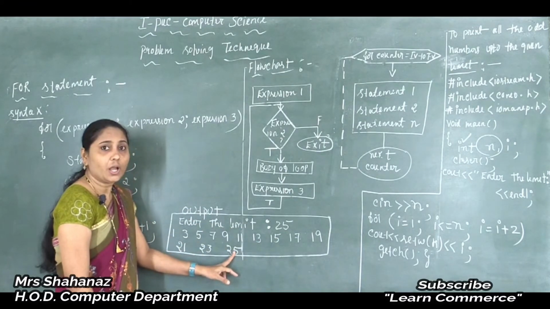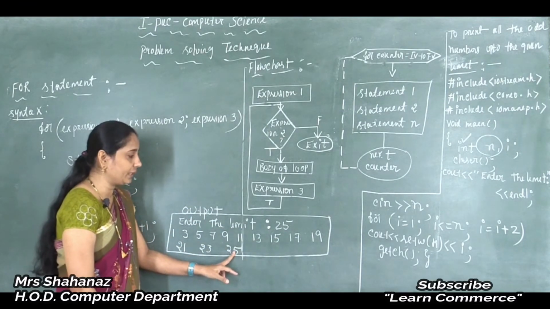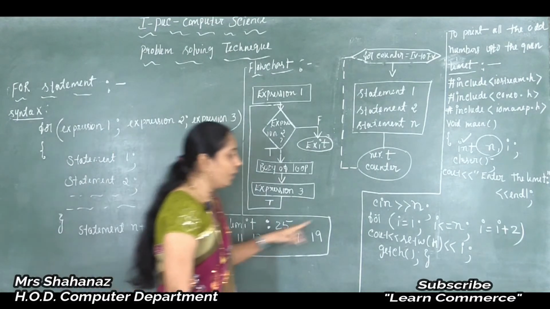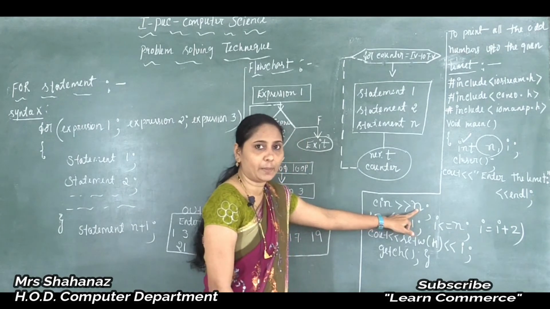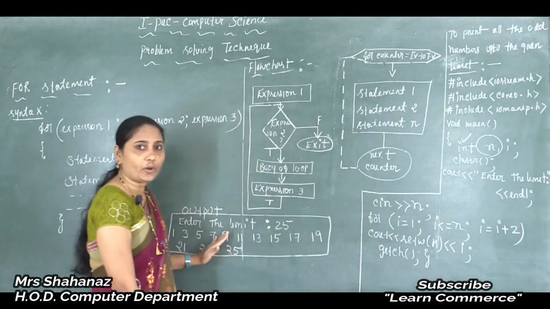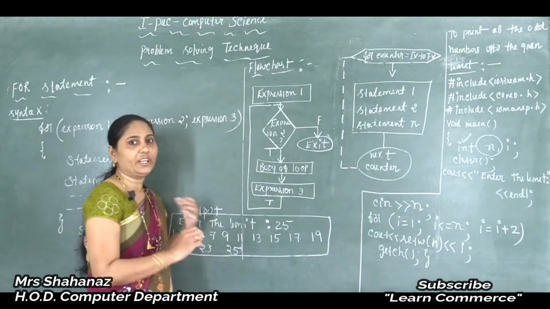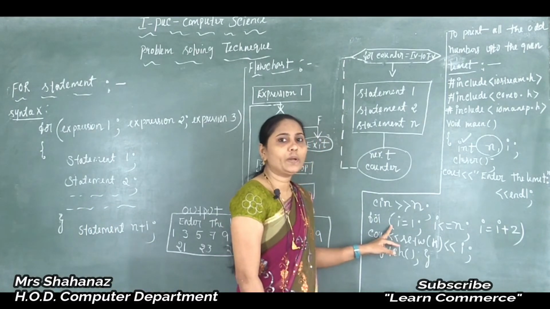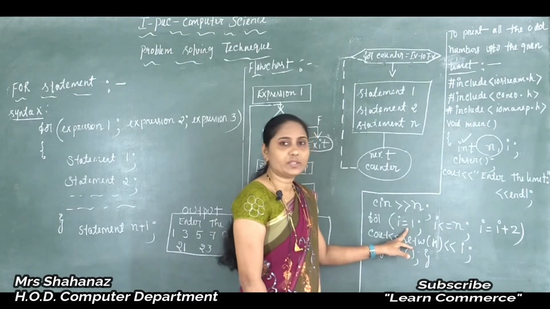Clear this point here? 1 to 25 it is going to print here. I am only providing some value to the variable n. But how is it possible to get all those values here? First of all we need to check the condition. So the condition is, for opening of the parenthesis, i value is equal to 1.